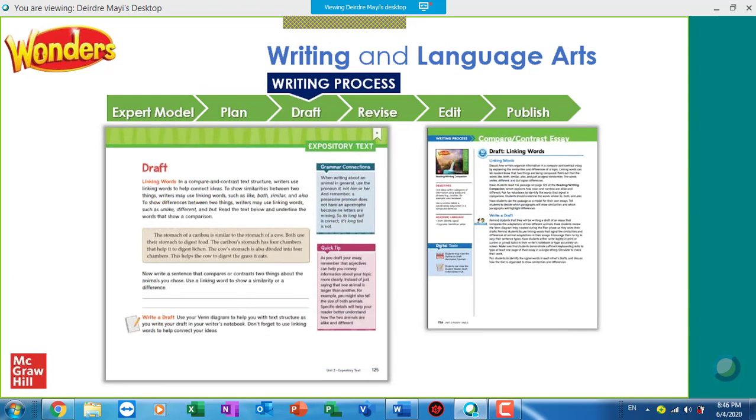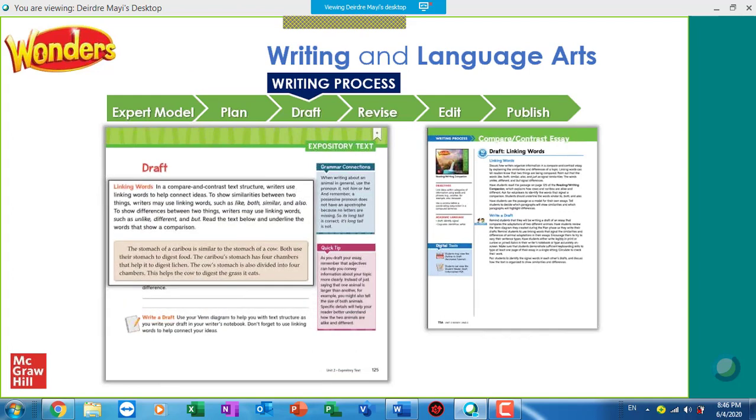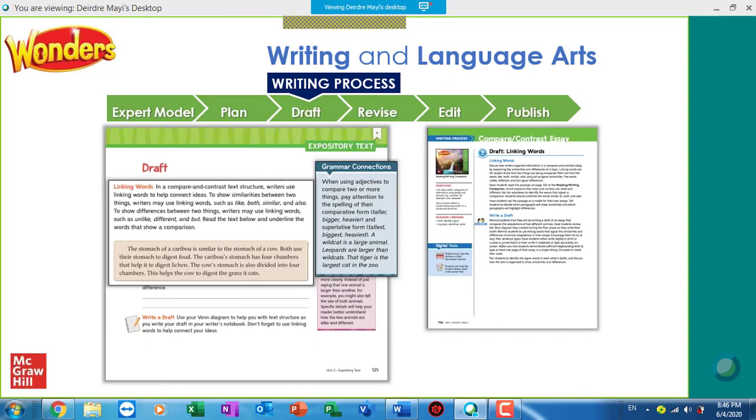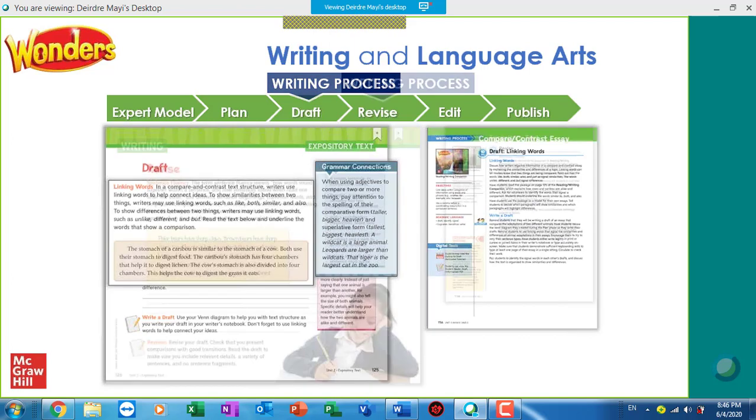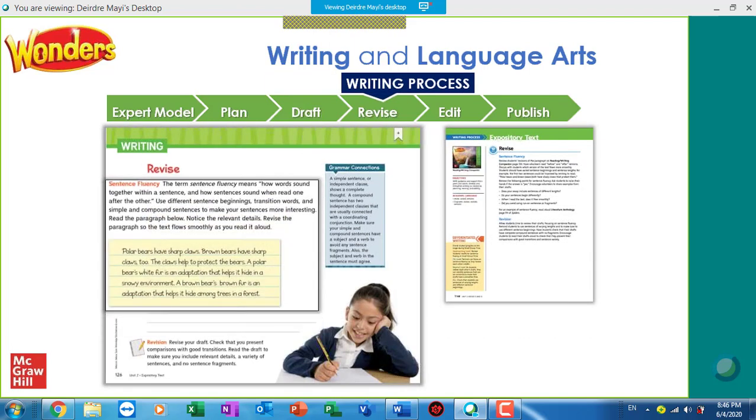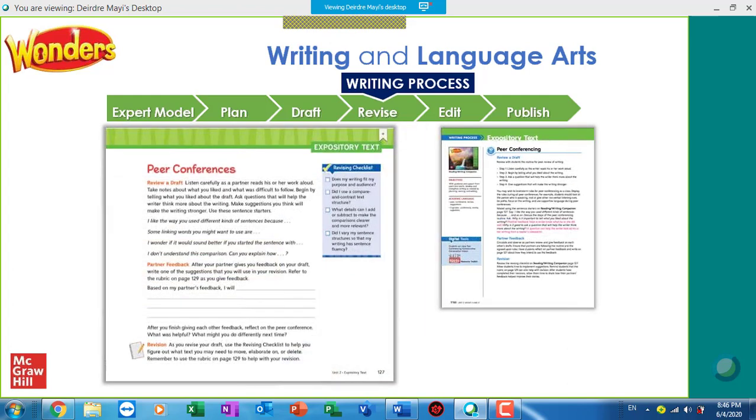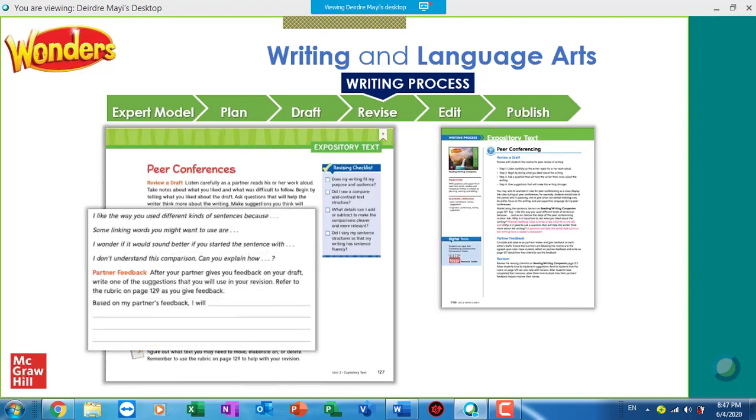As students move into drafting, we're again making a link to grammar. We're reminding students, hey, you know about linking words and you want to use them in this text that you are writing. As students revise, we want, again, to be sure that they are making grammar connections and that they are writing in a very fluent way, if you will. Note that there are both peer and teacher conferences that are built into this process.